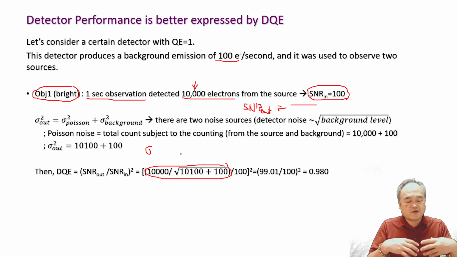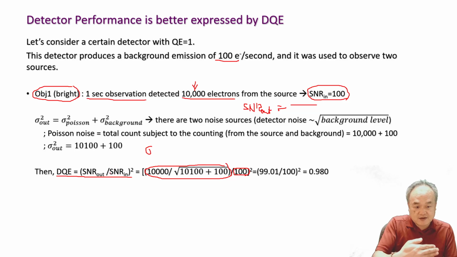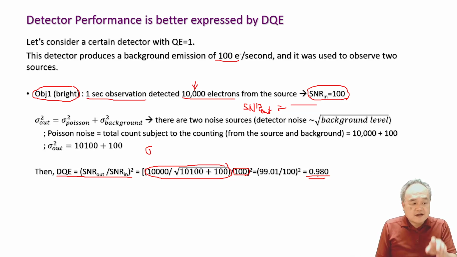So the signal to noise ratio at the detector divided by the perfect signal to noise ratio of incoming, that's 100. The DQE by definition is the signal to noise ratio at the detector divided by the signal to noise ratio of the incident flux, to the square. When we calculate all these, we obtain 0.98 DQE for the bright object.